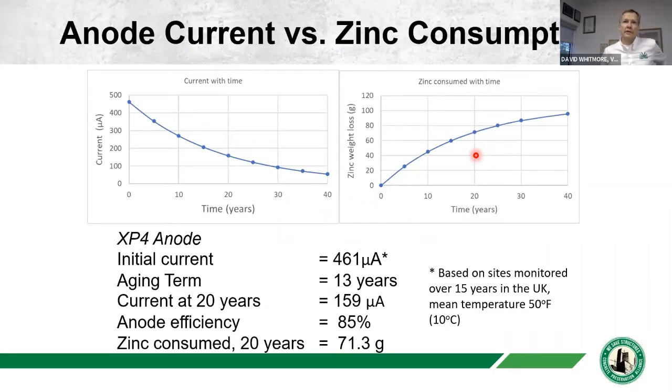So this slide here really summarizes what we've been talking about over the last few slides. You can monitor the current versus time. That translates directly into zinc consumption with time, which follows the inverse of the first curve. And beyond that, I think we've talked about most of those points.